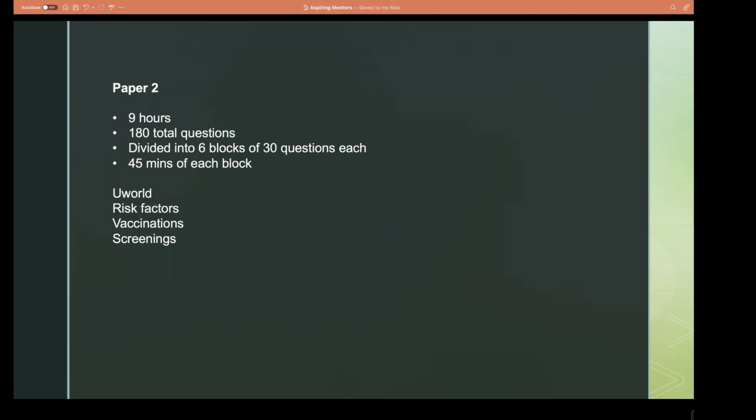Vaccination schedules: I revised them for paper 1 as well, because I did not know where I would see these questions, but my paper 1 did not have questions on vaccinations and screenings. These questions are on paper 2.